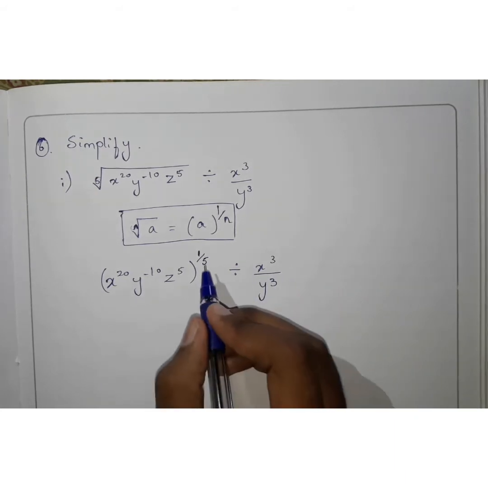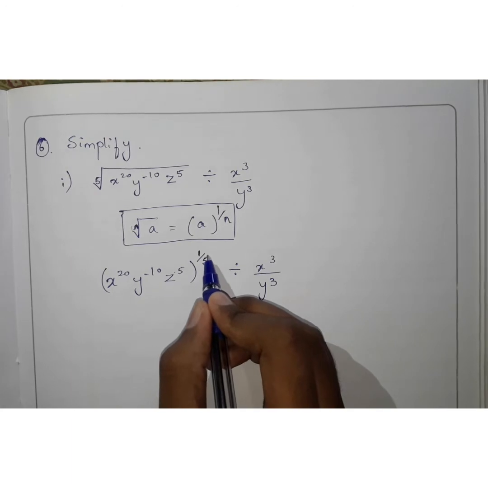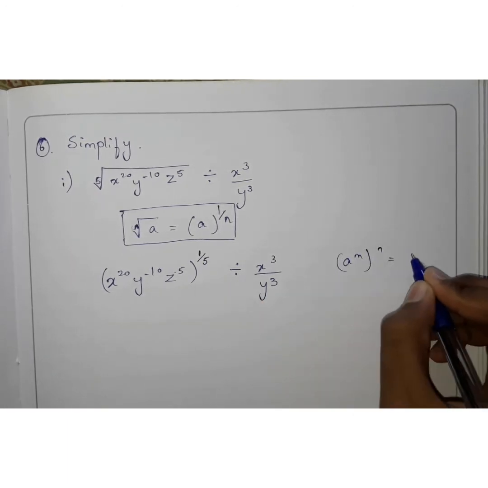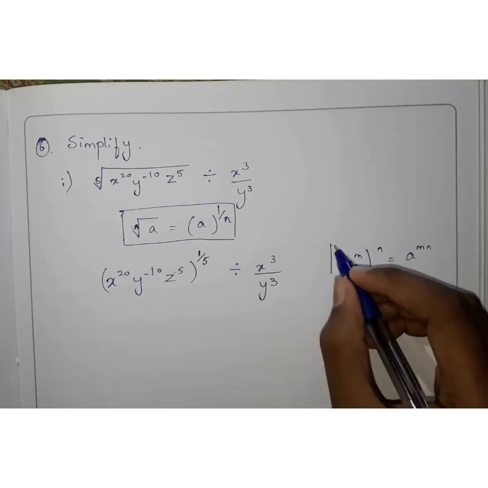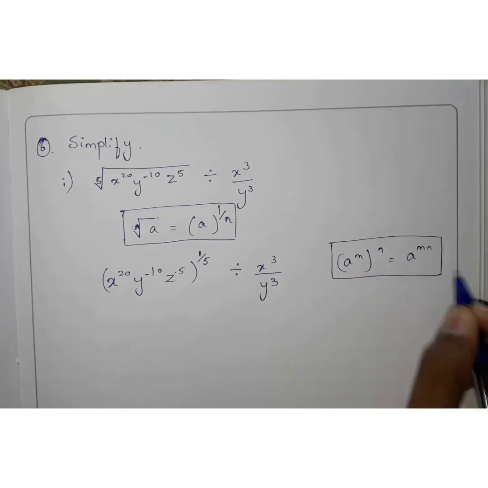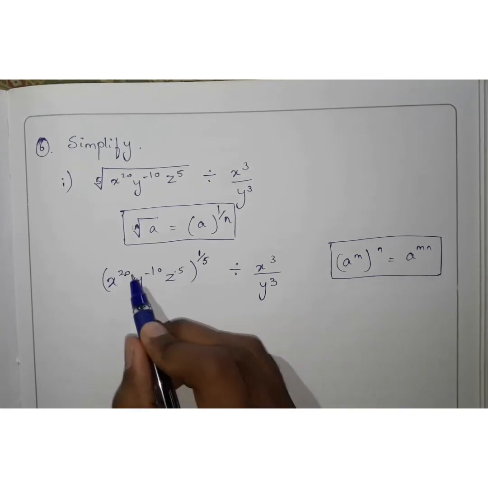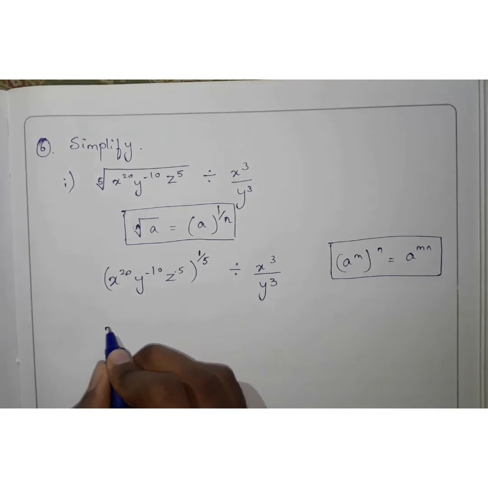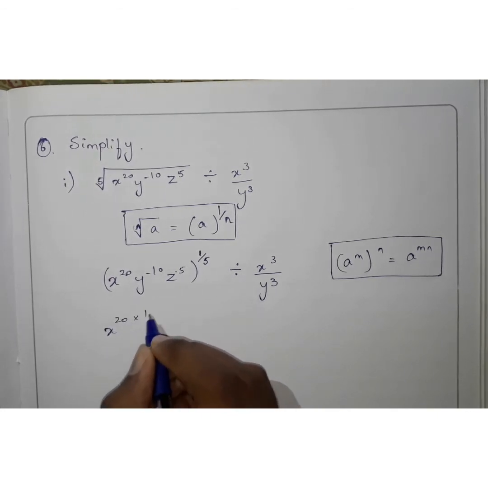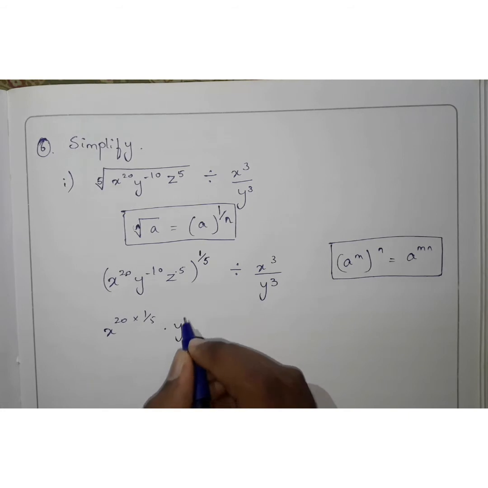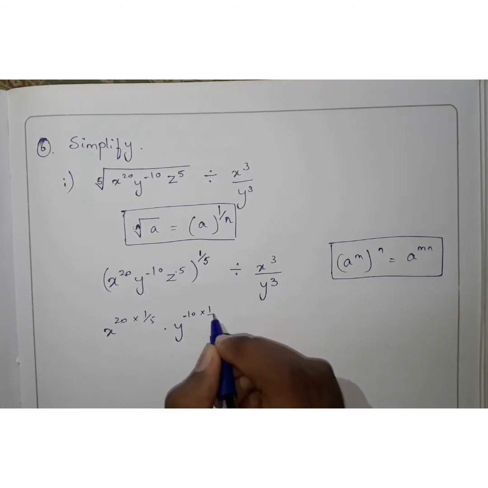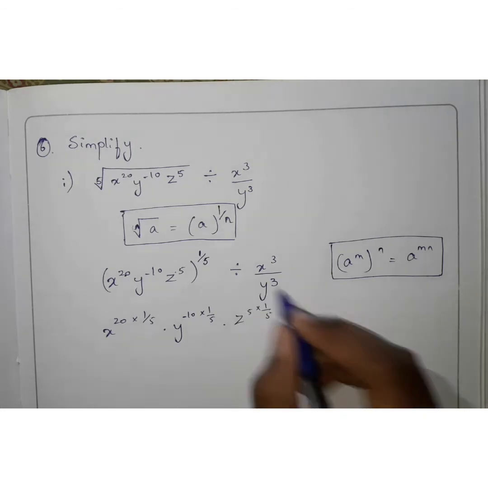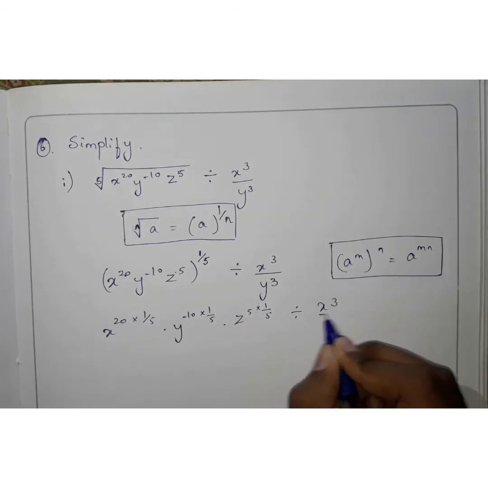Now we are going to multiply each and every power with the whole power. You know the formula, (a to the power m) whole to the power n is equal to a to the power mn. We are going to use this formula. This is m and this is our n. We need to multiply each and every power, not only with 20. Now x to the power 20 into 1 by 5, into y to the power minus 10 into 1 by 5, into z to the power 5 into 1 by 5, divided by x to the power 3 by y to the power 3.